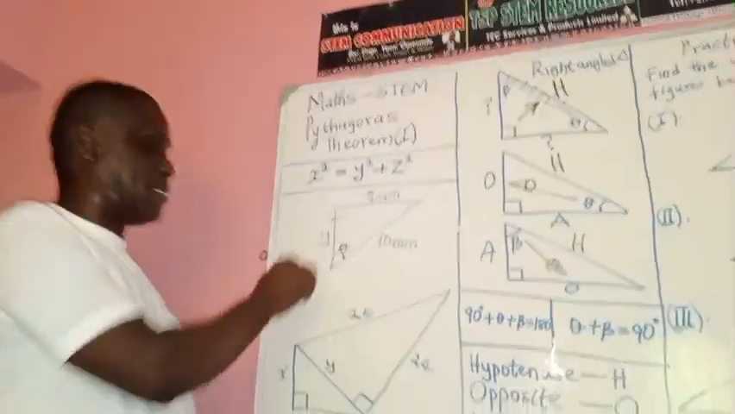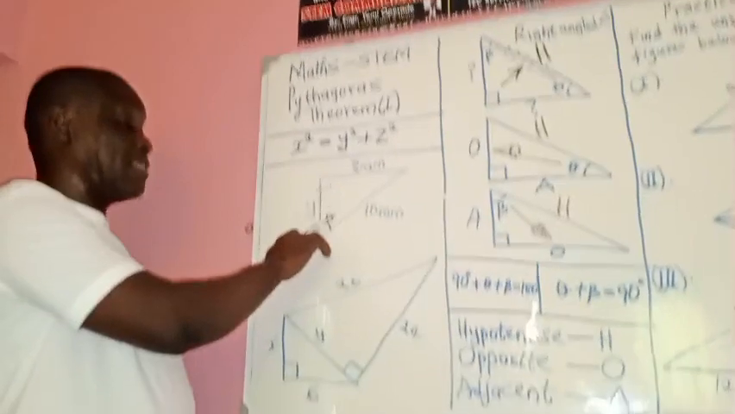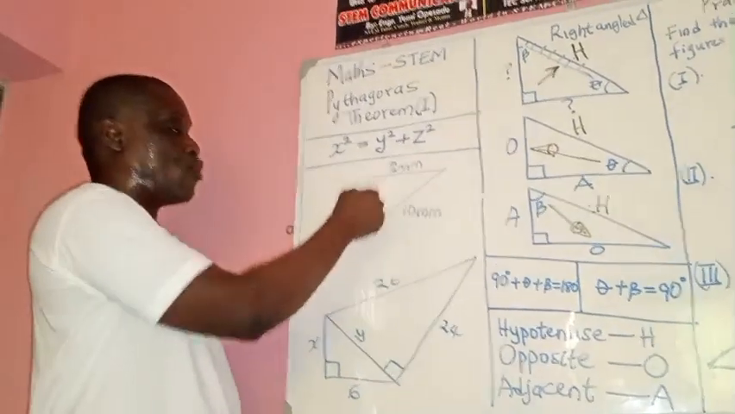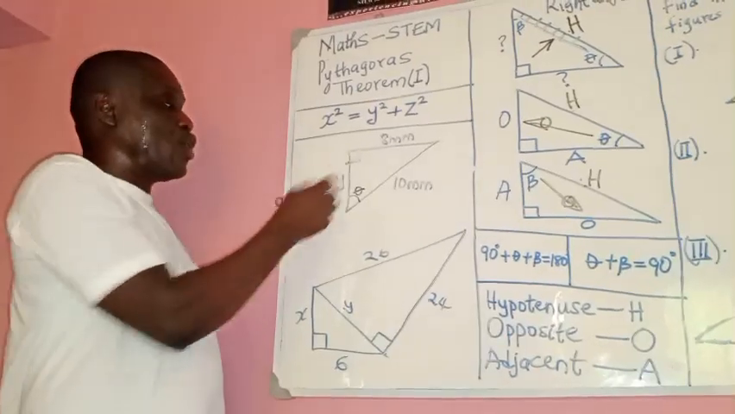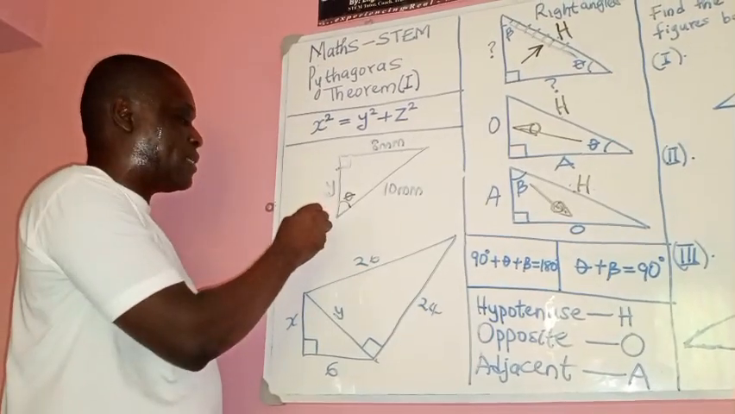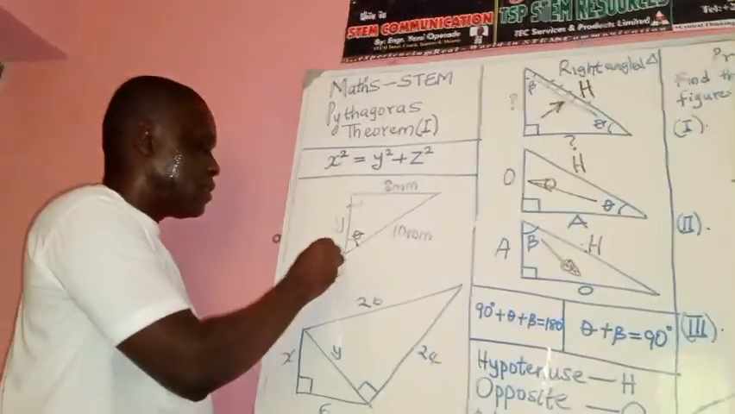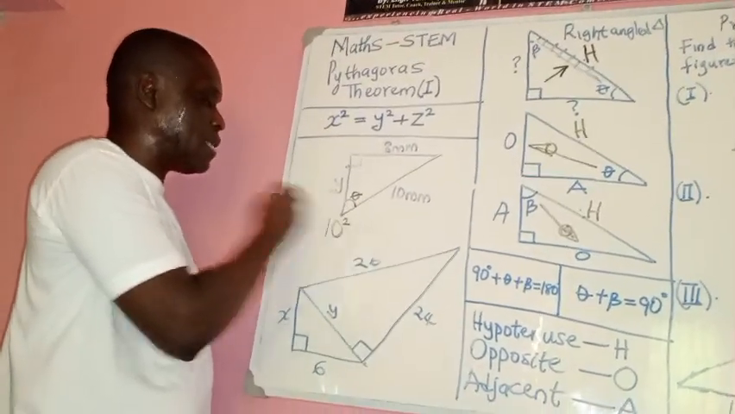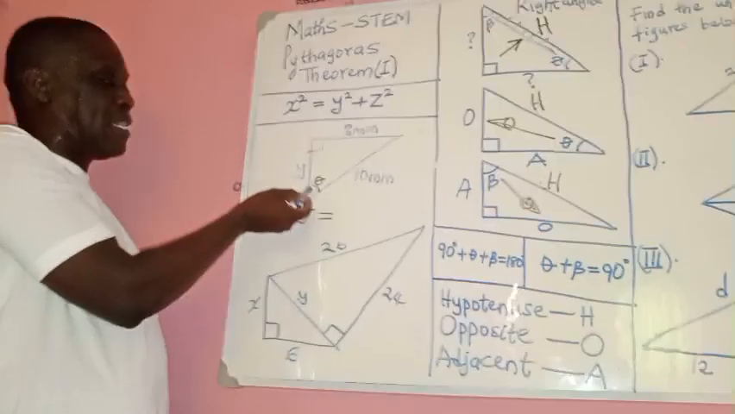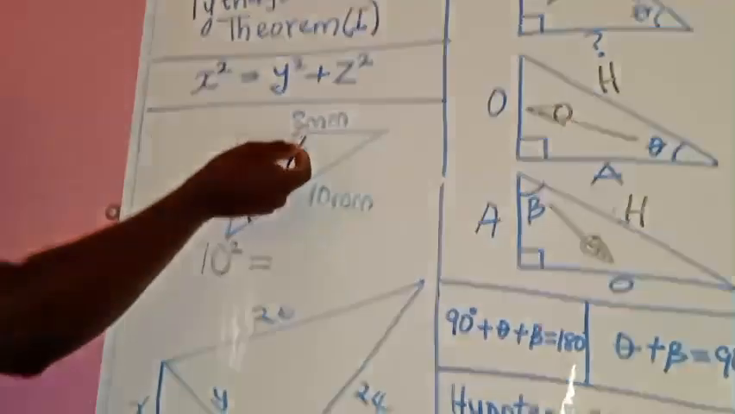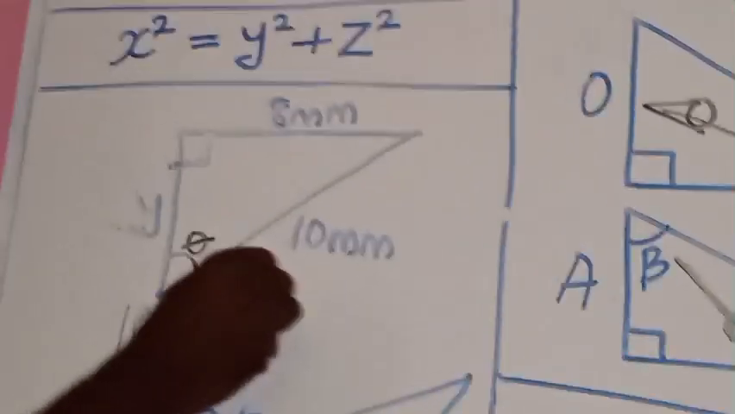Take an angle as theta out of the remaining two angles, so that you'll be able to know which one is your opposite. Since this is the hypotenuse, you square it: 10 raised to the power 2. The hypotenuse squared will be equal to, if you pick this angle as theta, this becomes your opposite. So you square the opposite, 8 squared.